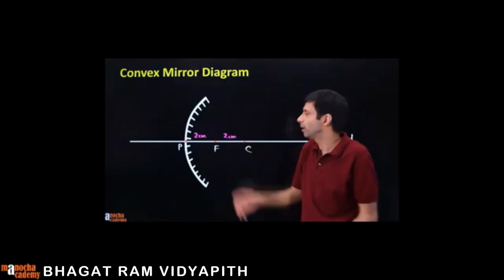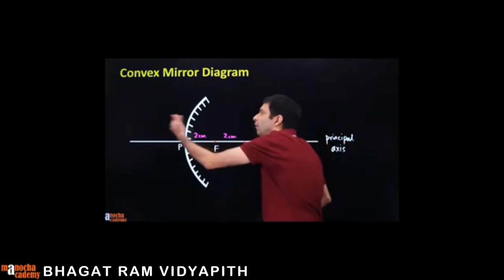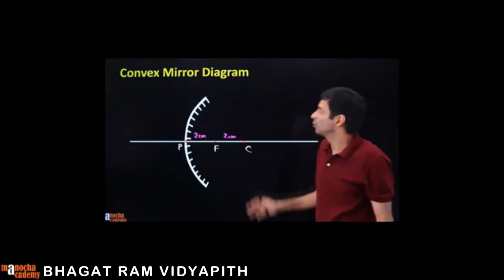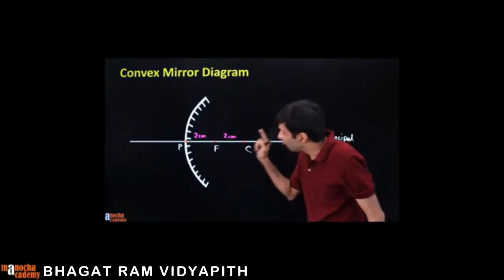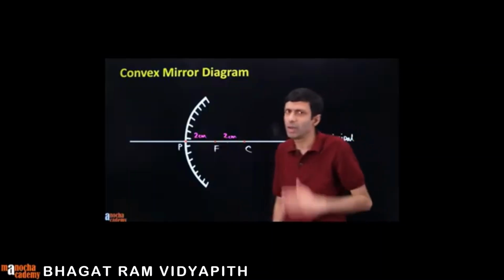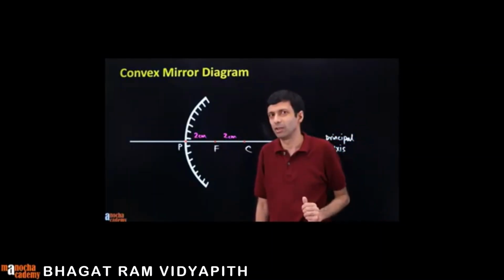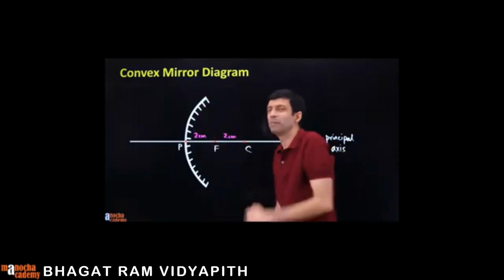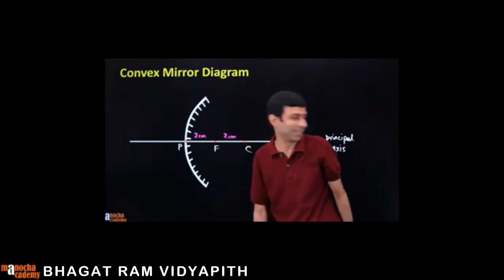Just like we draw in a plane mirror. And this side is the reflecting side, the smooth side without any of these dashes or marking. So there you can see this is the convex mirror diagram. Again, focus is exactly between P and C. If this is 2 and this is 2.1, your diagram is going to go wrong. Okay, so measure it very carefully and accurately and use the compass to draw a nice big arc.